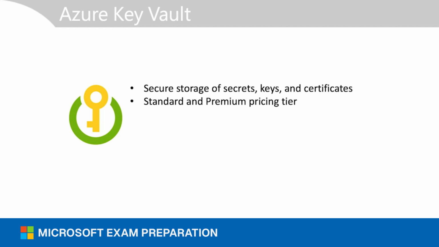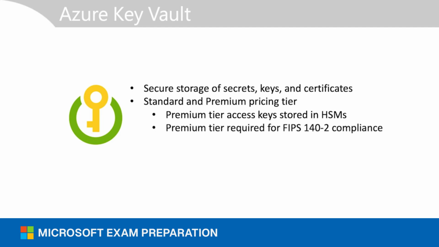Now, there are two pricing tiers for Key Vault, standard tier and premium tier. In premium tier, access keys are stored in hardware security modules, or HSMs. And an HSM is a separate piece of hardware that's specifically designed for securely storing encrypted content. Because the Federal Information Processing Standard, or FIPS 140-2, requires an HSM boundary for encrypted data, the premium tier is required for all FIPS 140-2 compliance.